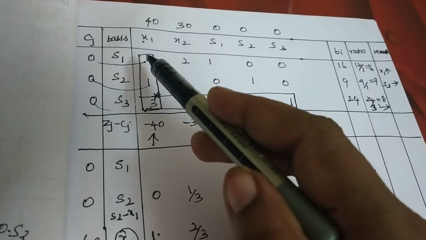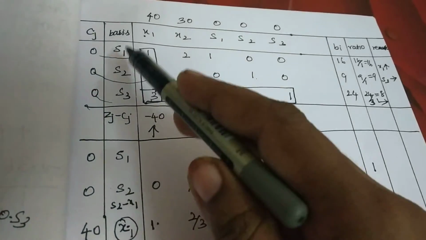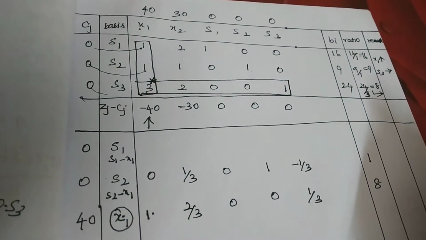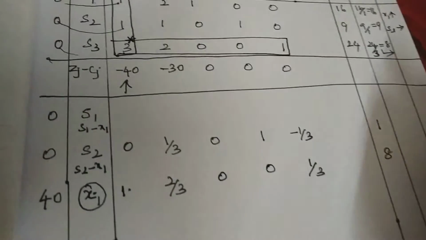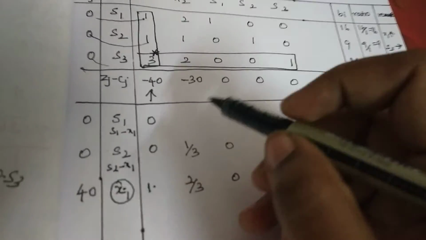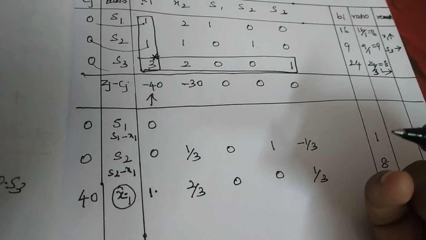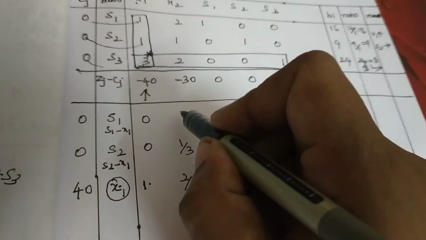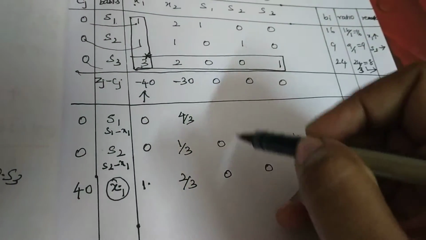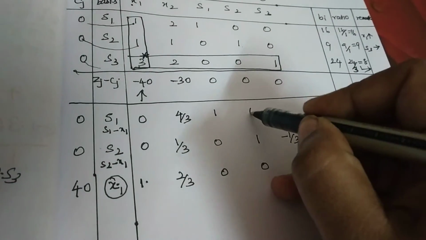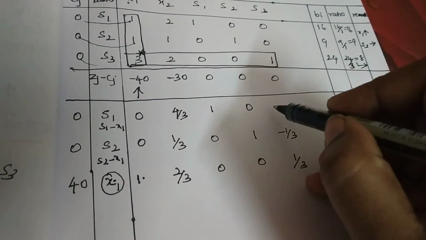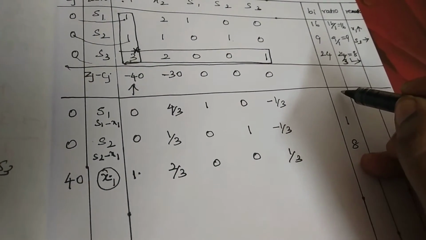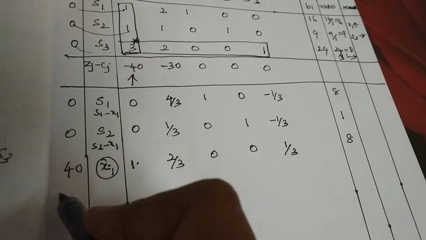And then we go for the next one, S1 minus X1. We are doing this to make it 0. So 1 minus 1 is equal to 0, and then 2 minus 2 by 3, that is 6 minus 2 by 3, which is equal to 4 by 3. Then 1 minus 0 is equal to 1, 0 minus 0 is equal to 0, and 0 minus 1 by 3 is equal to minus 1 by 3. 16 minus 8 is equal to 8. So this is the second table.